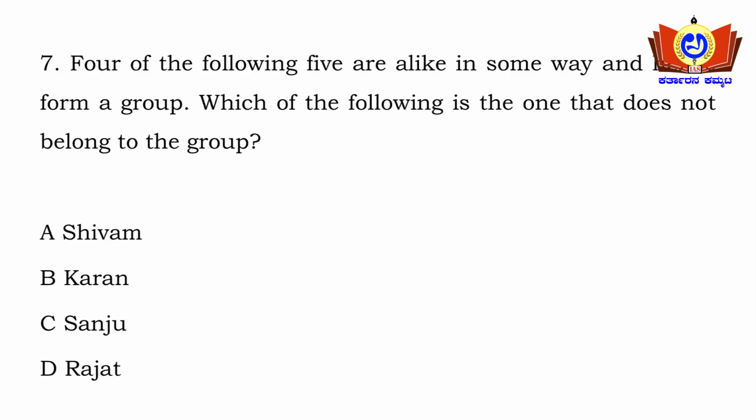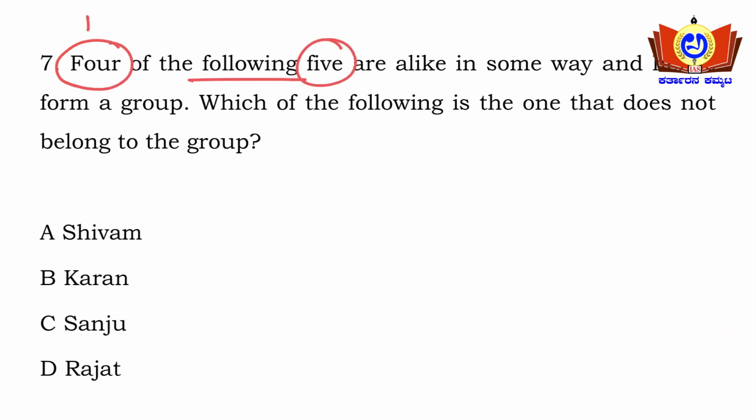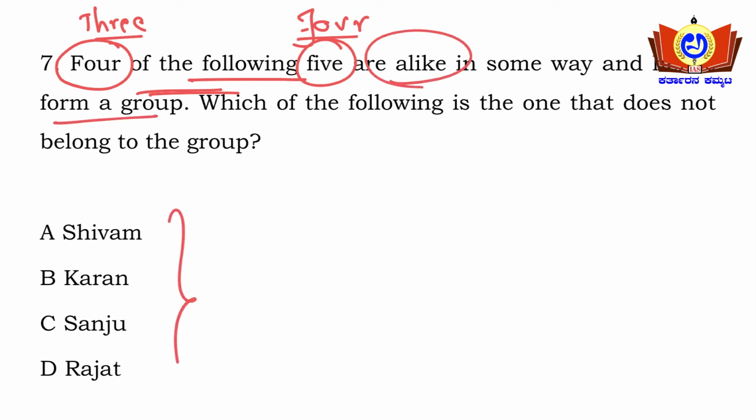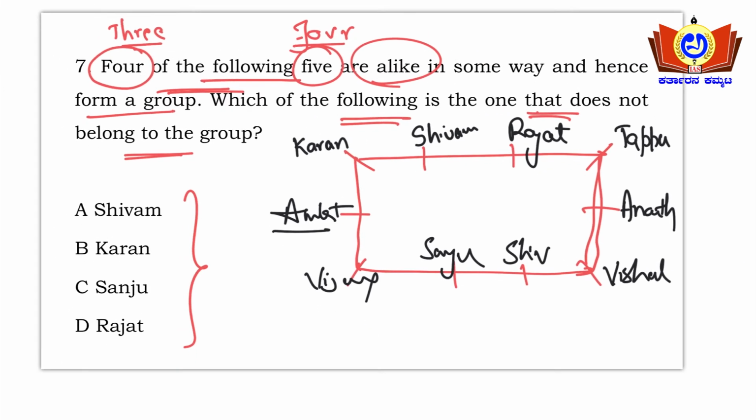See friends, actually there's a mistake here, apologies for that. Actually 4 out of the following 5 are given. Actually it is 3 out of following 4, okay? You just read it as like this, okay? 3 out of the following 4 are alike in some way and hence form a group, okay? So out of these 4 options, 3 are alike and hence form a group. Which of the following is one that does not belong to group here, okay? I'll read out the table here now. See, I've drawn the table here guys, okay?